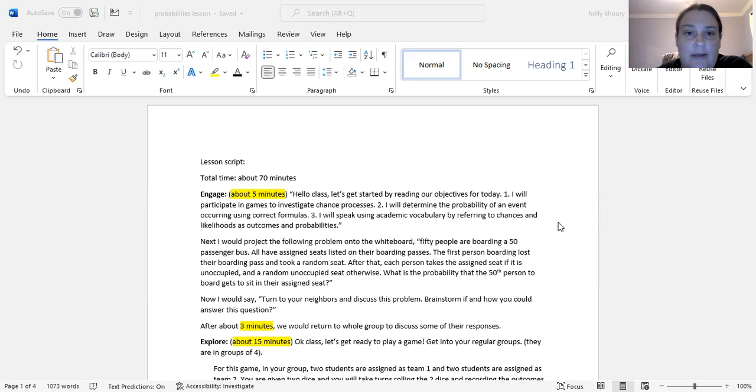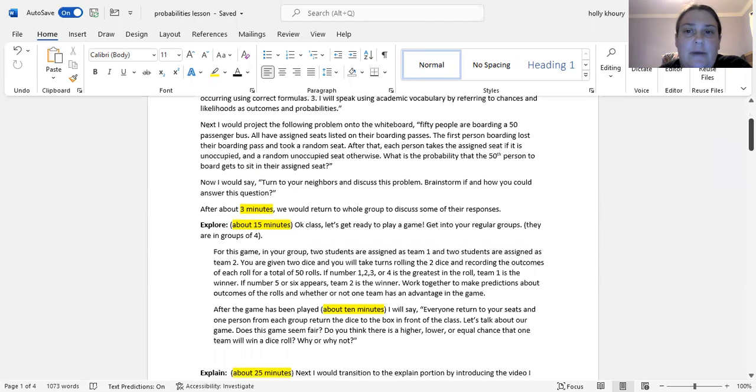Next, I would project the following problem onto the whiteboard. 50 people are boarding a 50-passenger bus. All have assigned seats listed on their boarding passes. The first person lost their boarding pass and took a random seat. After that, each person takes their assigned seat if it is unoccupied and a random unoccupied seat otherwise. What is the probability that the 50th person to board gets to sit in their assigned seat?